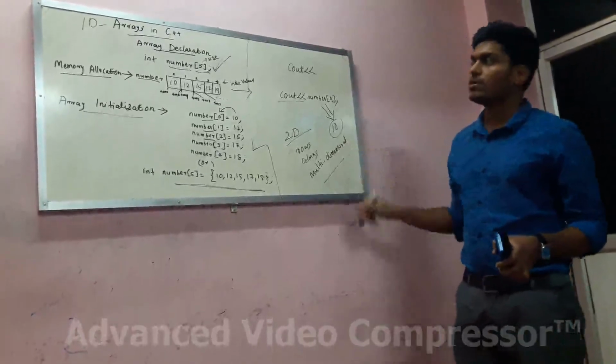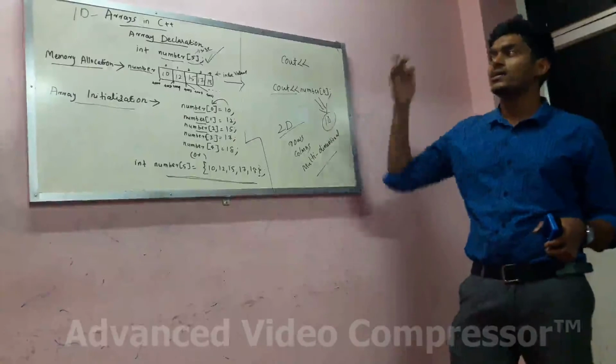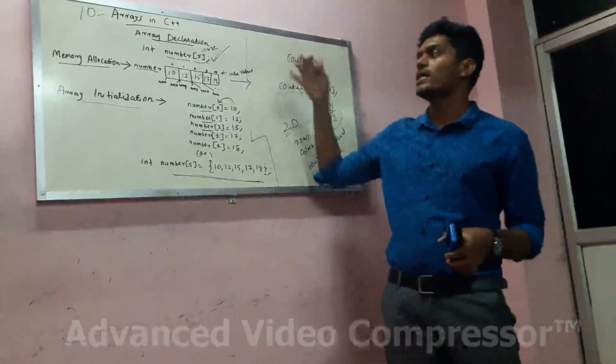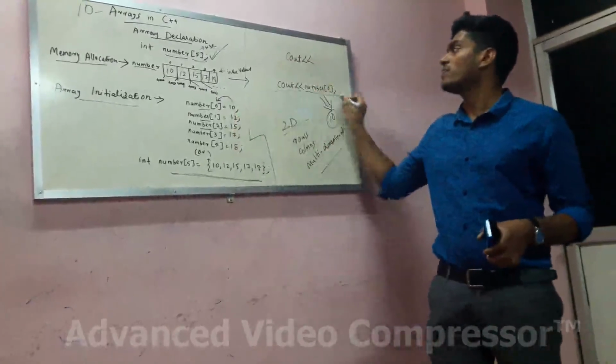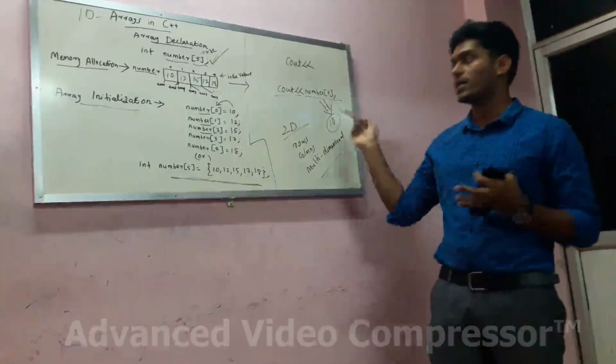arrays. So this was about a one-dimensional array, and this is how we are declaring an array, initializing an array, and accessing an array. Hope you guys understood what I have taken.